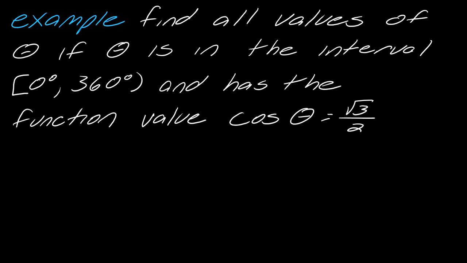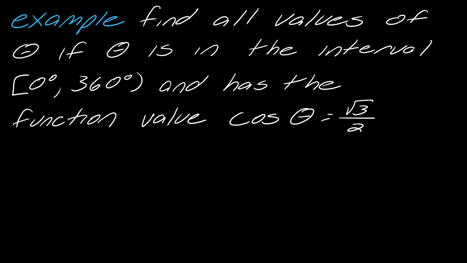I want to go through a couple more examples in this video since this is a little bit of a longer video, and I want to make sure I get through enough different types of examples. Okay, so the next one is: find all values of theta if theta is in the interval from 0 to 360 degrees and has the function value cosine of theta equals square root of 3/2. Okay, so what is going on here?